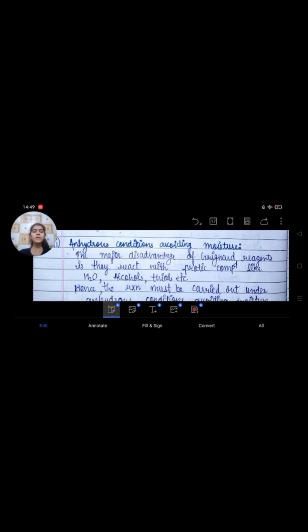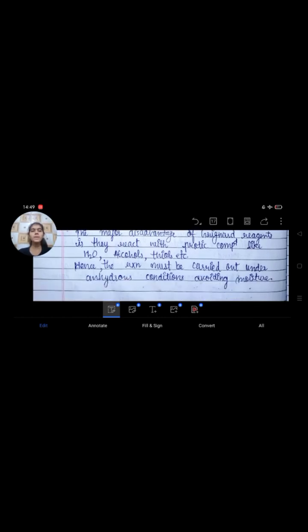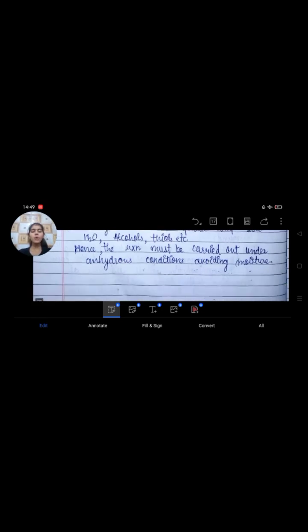Third precaution we should take for organometallic compound reactions is anhydrous conditions, avoiding moisture. The major disadvantage of Grignard reagents is they react with protic compounds like water, alcohols, thiols, etc. Hence, the reaction must be carried out under anhydrous condition avoiding moisture.